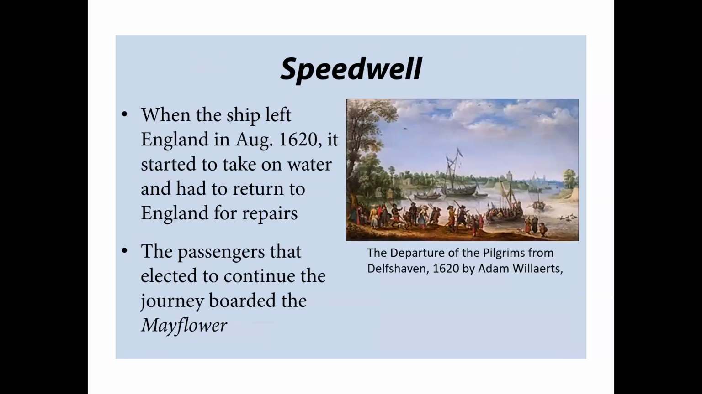Well, originally the Speedwell was going to be an accompanying sister ship that was going to depart at the same time as the Mayflower, and they both were going to go towards Virginia together. But then they found that after the ship shortly left Southampton in August of 1620, that the ship was not as seaworthy as they thought. It actually started to take on water, and they had to return to England for repairs on that ship and even some minor repairs on the Mayflower as well.